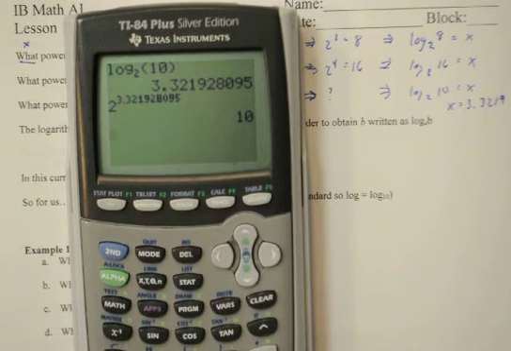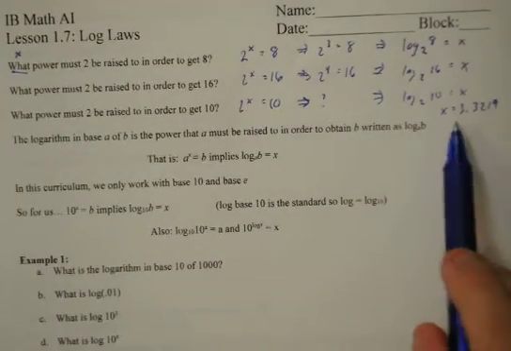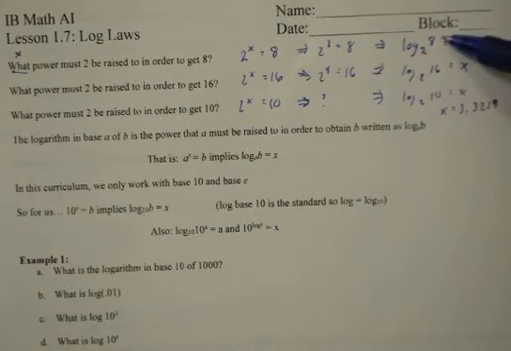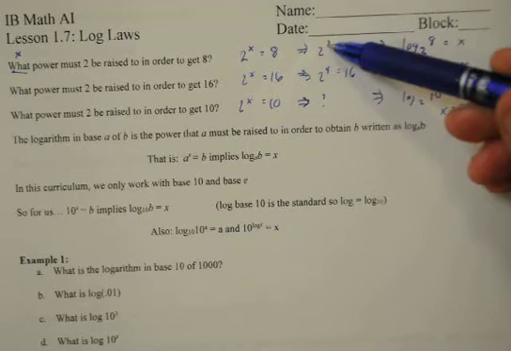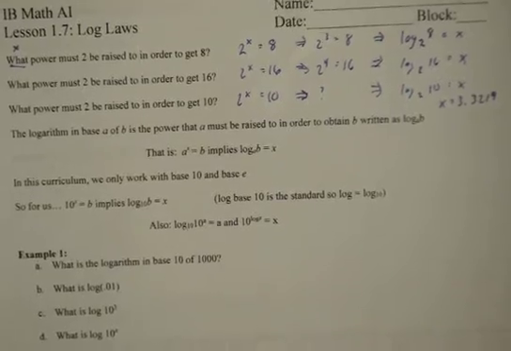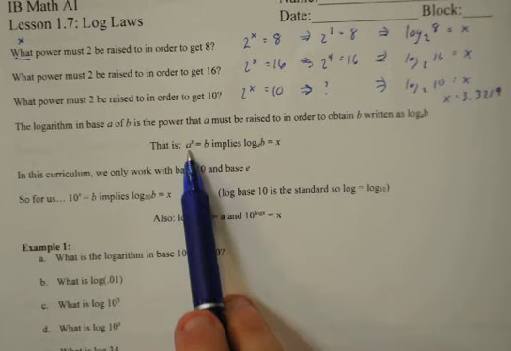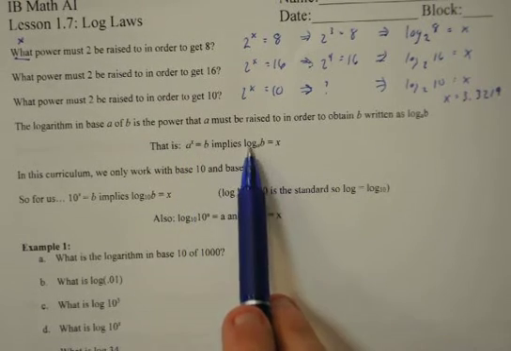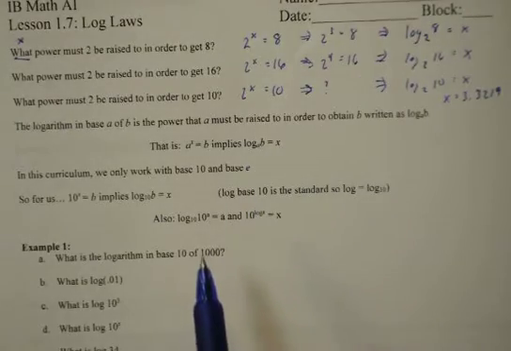Alright, so that's how the logs work. It gives us the ability to find these exponents that are between the integers. So 3, 4, 3.3219. It saves mathematicians quite a bit of time. In general, here's what this means: a raised to the x is equal to b implies log base a of b is x.